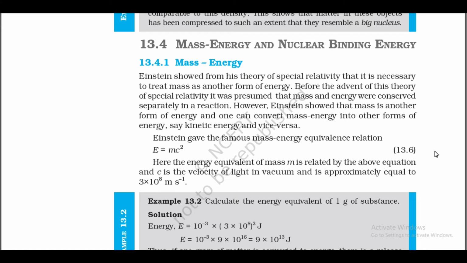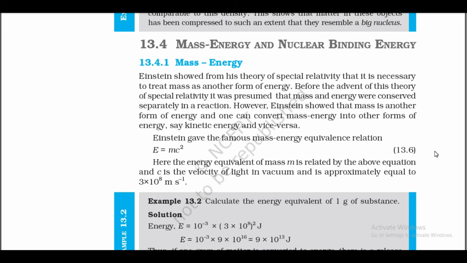13.4 Mass-energy and nuclear binding energy. 13.4.1 Mass-energy. Einstein showed from his theory of special relativity that it is necessary to treat mass as another form of energy. Before the advent of the theory of special relativity, it was presumed that mass and energy were conserved separately in a reaction. However, Einstein showed that mass is another form of energy, and one can convert mass to energy into other forms of energy, say kinetic energy, and vice versa.